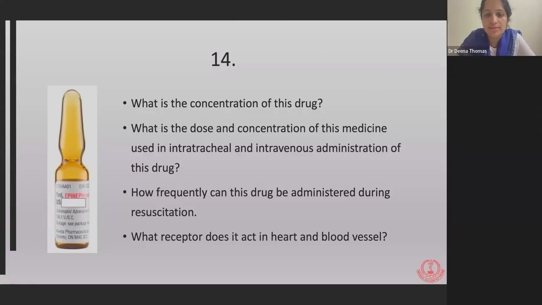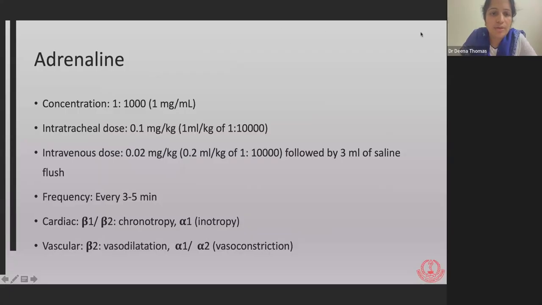I will wait for the answers for which receptor it acts on in the heart and the blood vessels. So we have got the answers for most of them. The last part I would like to focus on. It will act on beta 1 and beta 2 receptors and alpha 1 receptor in the heart. That is, it will cause chronotropy, that is, it will increase the heart rate as well as the force of contraction.